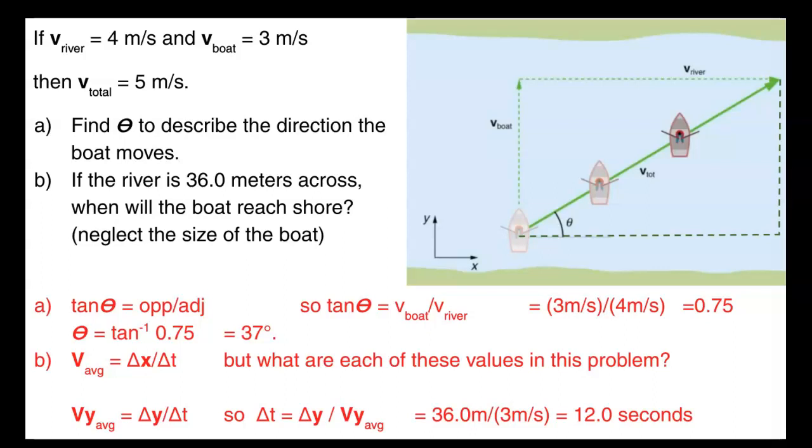So I rearrange that to say delta t equals delta y over v y average, the velocity in the y direction. The velocity in the y direction is 3 meters per second, so I can take that 36 meters divided by 3 seconds, and I get that it'll take 12 seconds to get across this river.